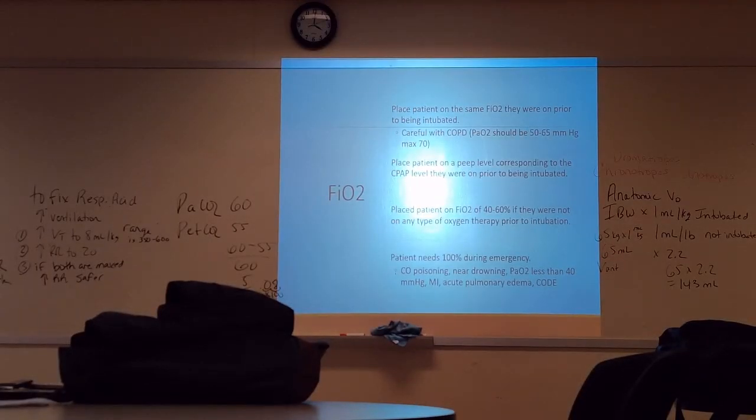So FiO2. The rule is very simple: if they're on room air to start with, you can use 40 to 60%. If it's an emergency, you get 100%, no matter what. Even if they have COPD, they still get 100% in the emergency situation. However, if it's a COPDer who had their knee done, and they're just recovering in PACU, I'm going to want to keep them between 20 and 32%. Does that make sense? Too much oxygen in our COPD friends will mess them up.